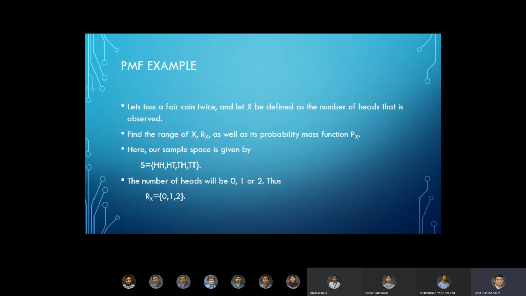Okay, so let's look at a probability mass function example. Let's toss a fair coin twice, and let X be defined as the number of heads observed. Find the range of X as well as its probability mass function, which is referred to as p of x. Our sample space is given by HH, HT, TH, and TT. If you toss a pair of fair coins, these are the possibilities in your sample space. Both of them can be tails as well.